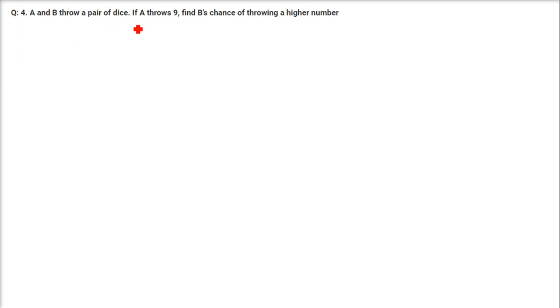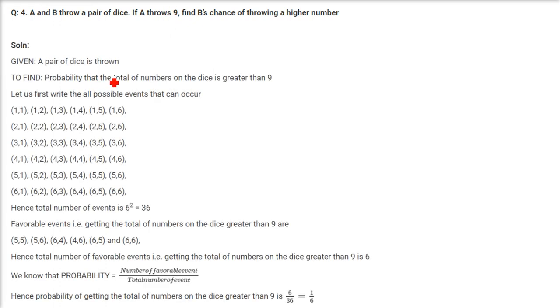A and B throw a pair of dice. If A throws 9, find B's chance of throwing a higher number. So A and B throw a pair of dice. A throws 9. Here first we have to make the total formation. That is, if A throws 1, B can throw 1. If A throws 1, B can throw 2. So 1,1; 1,2; 1,3; 1,4; 1,5; 1,6 is the combination.